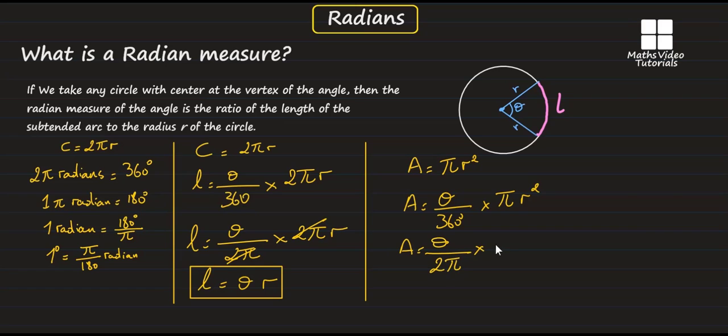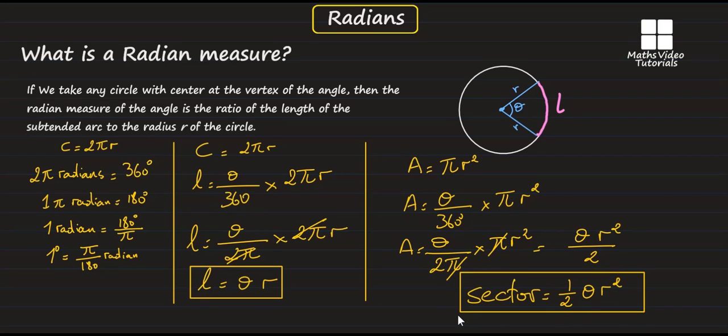So let's do that. Theta over 2 pi times pi r squared. Now here you can see the pi will cancel out with pi. We'll be left with the theta, the angle, in radian now, times r squared divided by 2. So we can write it down as area of a sector. We'll write down area of the sector is equal to half theta r squared. So this is our second formula.